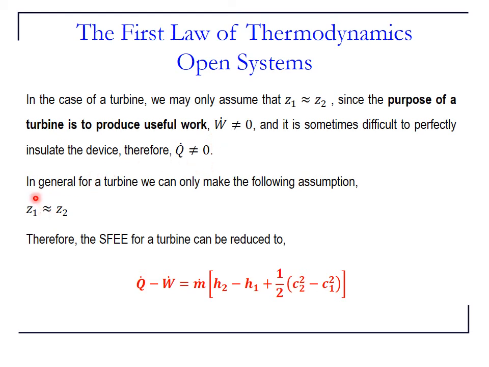So the only assumption we can make is that the change in potential energy can be ignored, and therefore the SFEE can now be written in this form. You can see that only the change in potential energy is cancelled, and we have kept all the other terms.